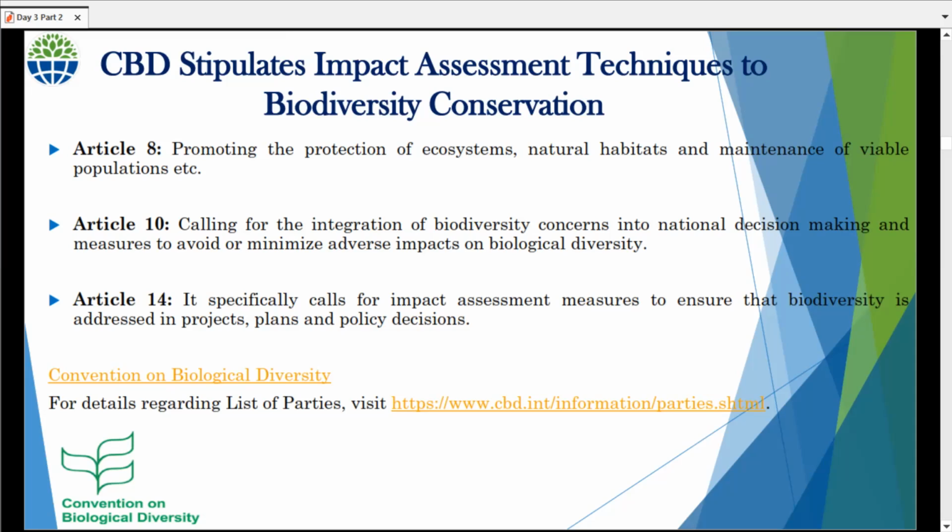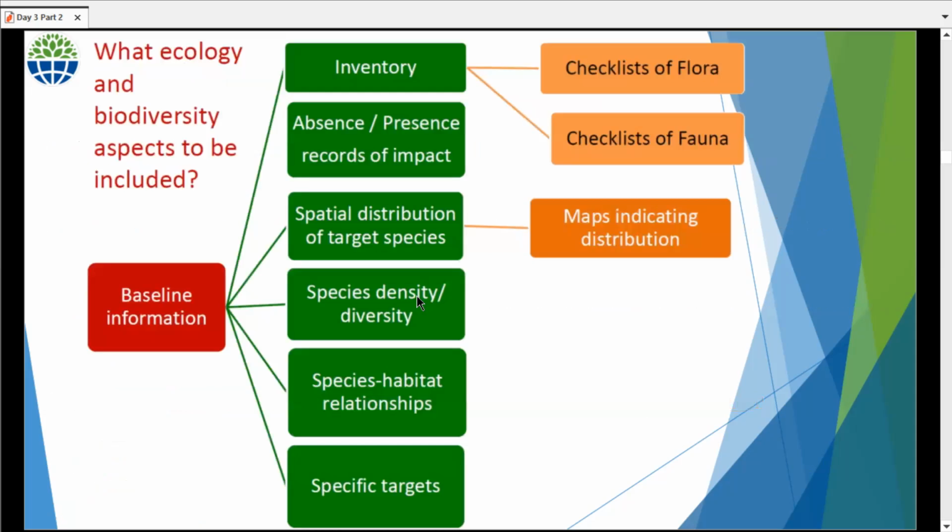The CBD also has Article 14, which specifically calls for EIA or impact measures to ensure biodiversity is addressed in all projects, planning, etc., also at policy decisions. Here is the link for this CBD. What are the things available on this Convention on Biological Diversity? You can see here. For the baseline information, we need to generate the inventory.